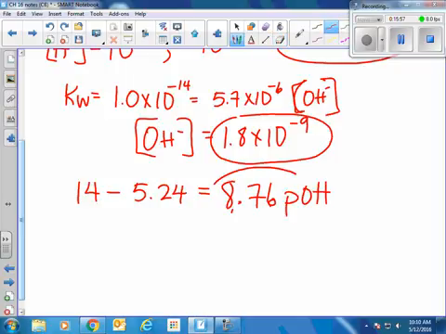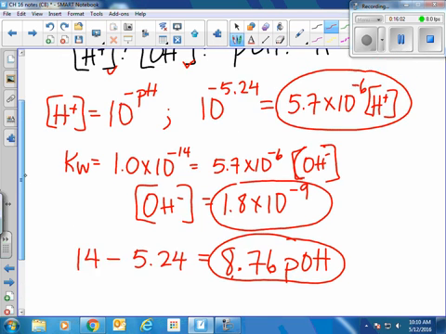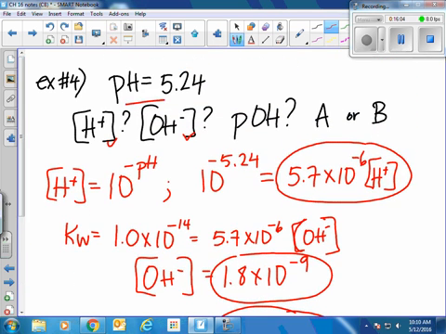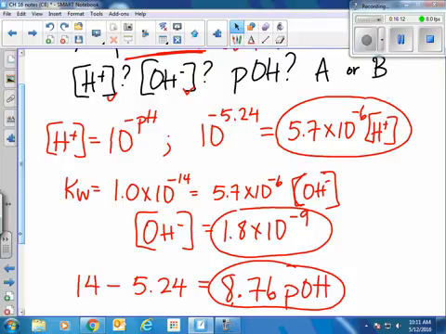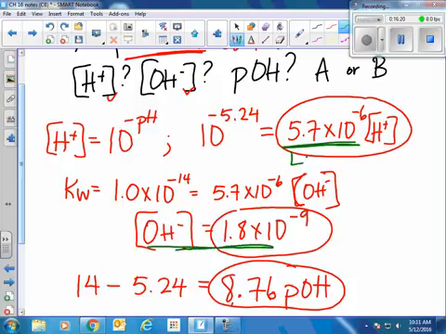And again, I'm not going to look at that number to tell me if it's an acid or a base. I can look up here and I can see that I have my pH of 5.24. That's going to tell me that it is an acid. And the other way that I can tell is if I look at here, my hydrogen ion concentration, 5.7 times 10 to the negative 6th, and my hydroxide, this is a larger number. So again, that's going to make it an acid.